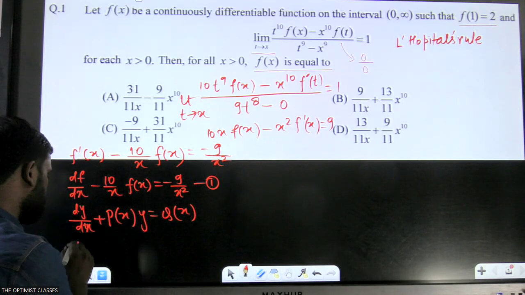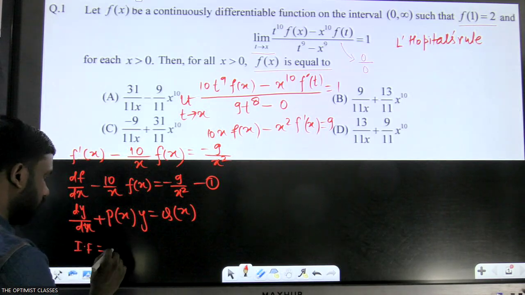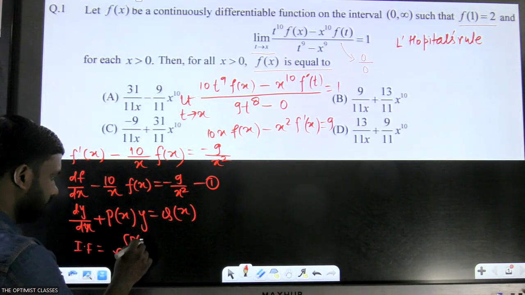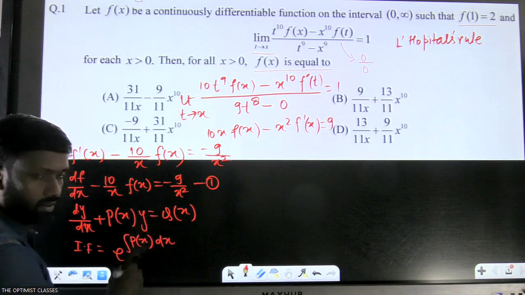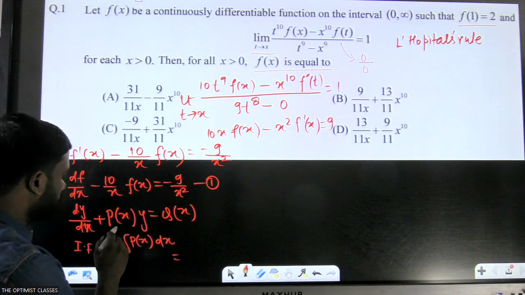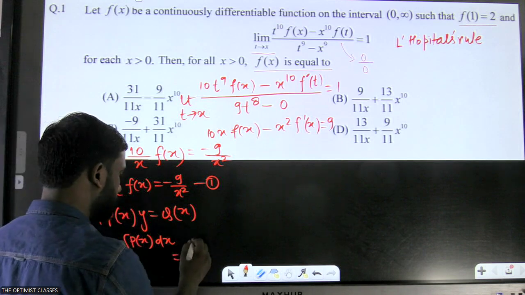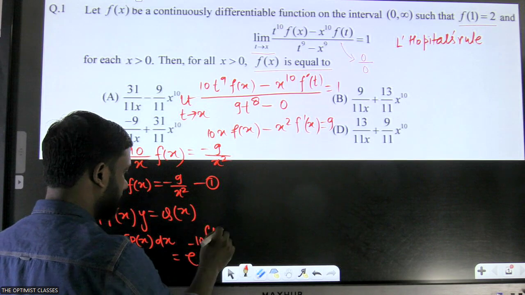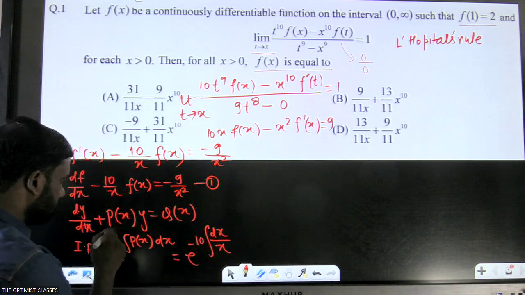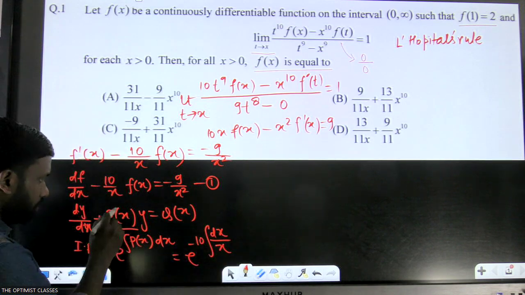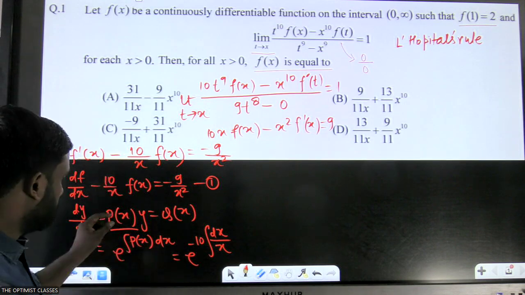So we know that for this we define the integrating factor, which is equal to e to the power integration of p(x) dx. Therefore, in place of p(x), we have here minus 10 upon x. So we get minus 10 integral of dx upon x. If you compare this equation with this one, you have in place of p(x) minus 10 upon x. So that I'll put here.